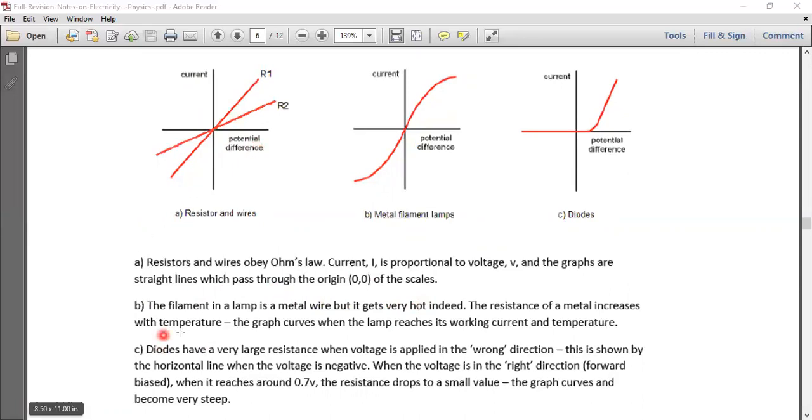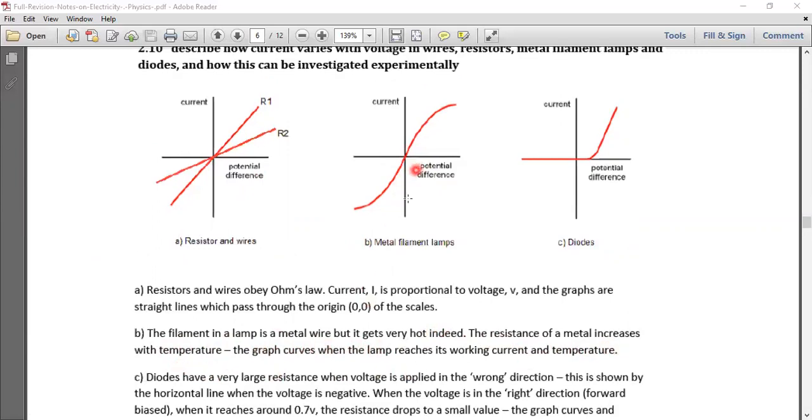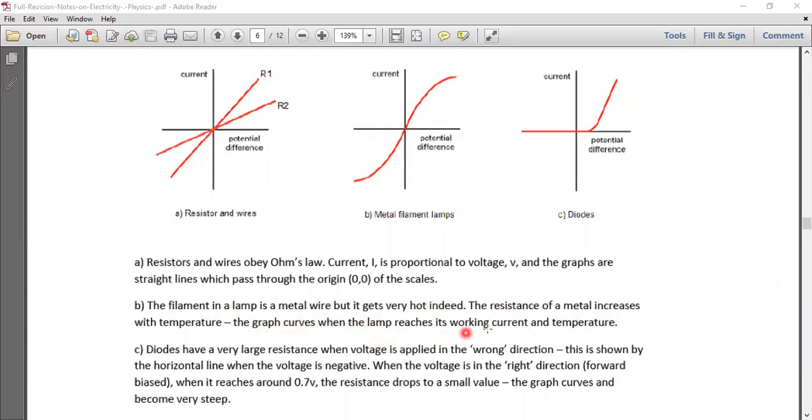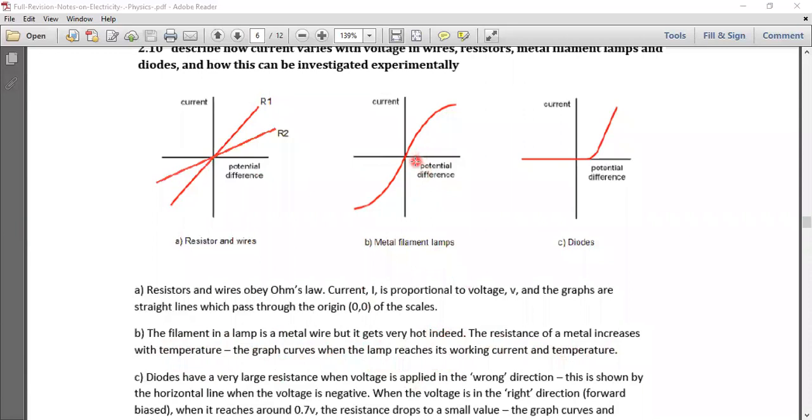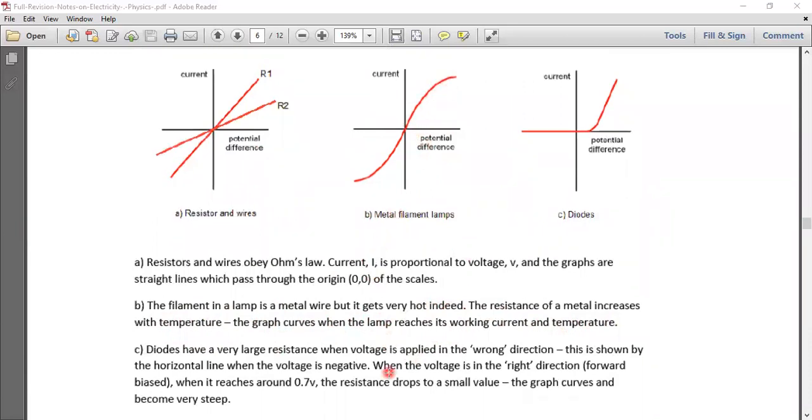Now the filament lamp, this is a filament lamp. The filament lamp is a metal wire, but it gets very hot indeed. The resistance in the metal increases with temperature. With increase in temperature, the resistance increases, the graph curves, and the lamp reaches its working current and temperature.